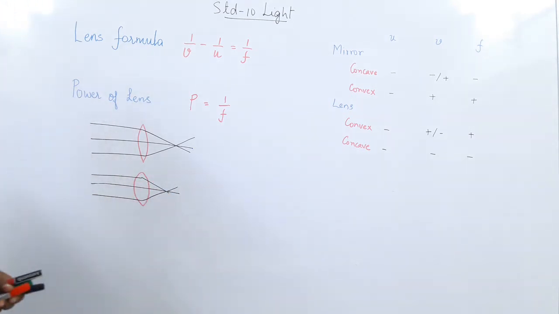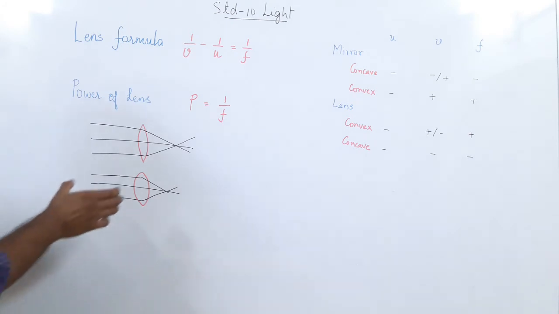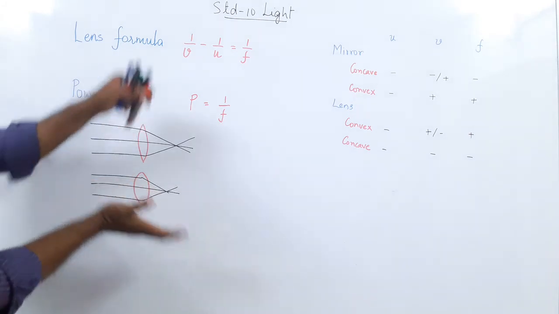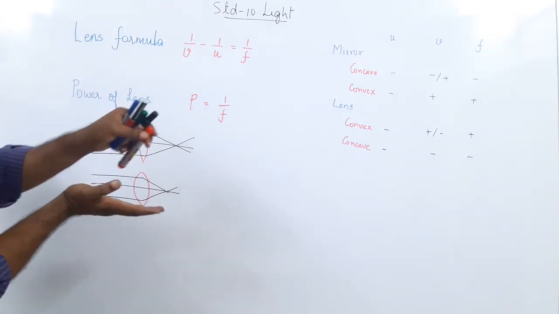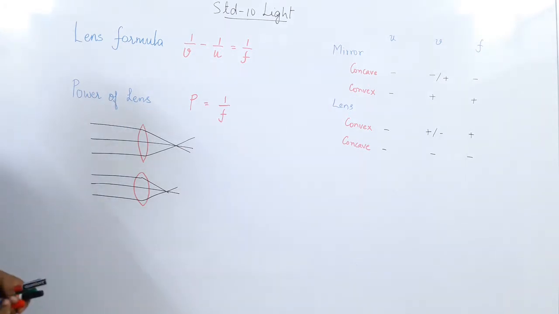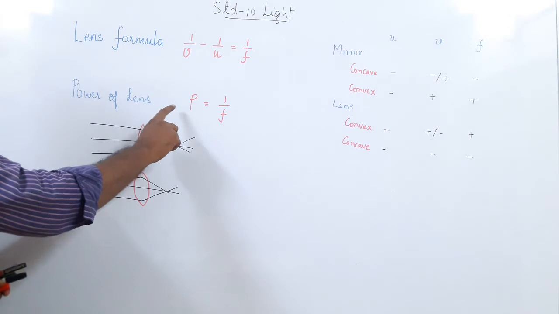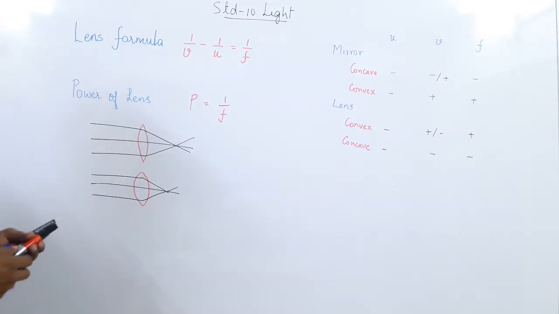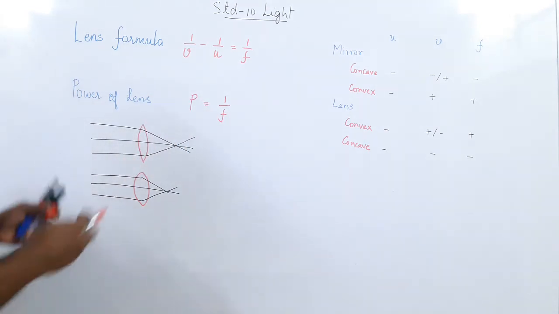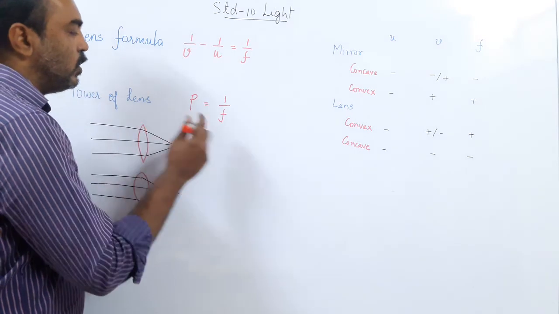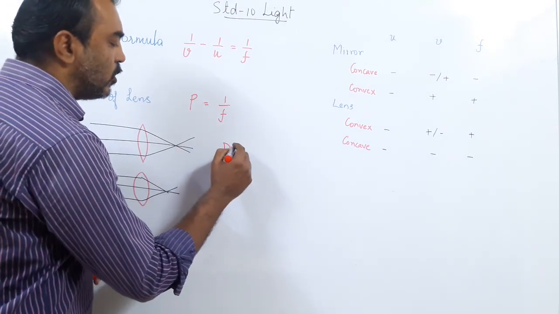So power of the lens, in both cases, this is what I drew for a convex lens. In a concave lens also, a thicker lens diverges light more. A thinner lens diverges light less. So power of the lens is the ability to diverge or converge light, and we see power is inversely proportional to F. Now, the unit of power is diopter.